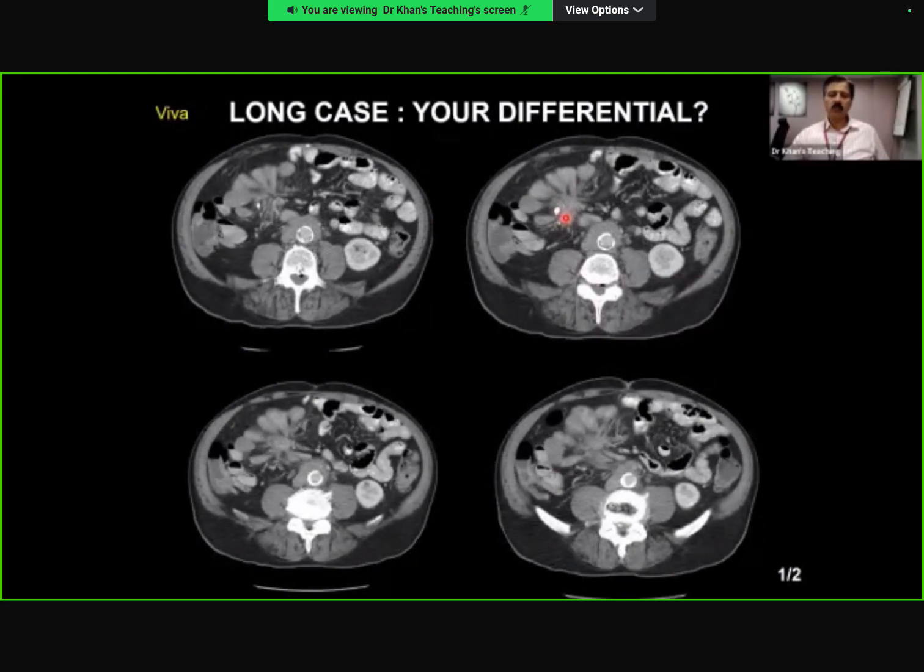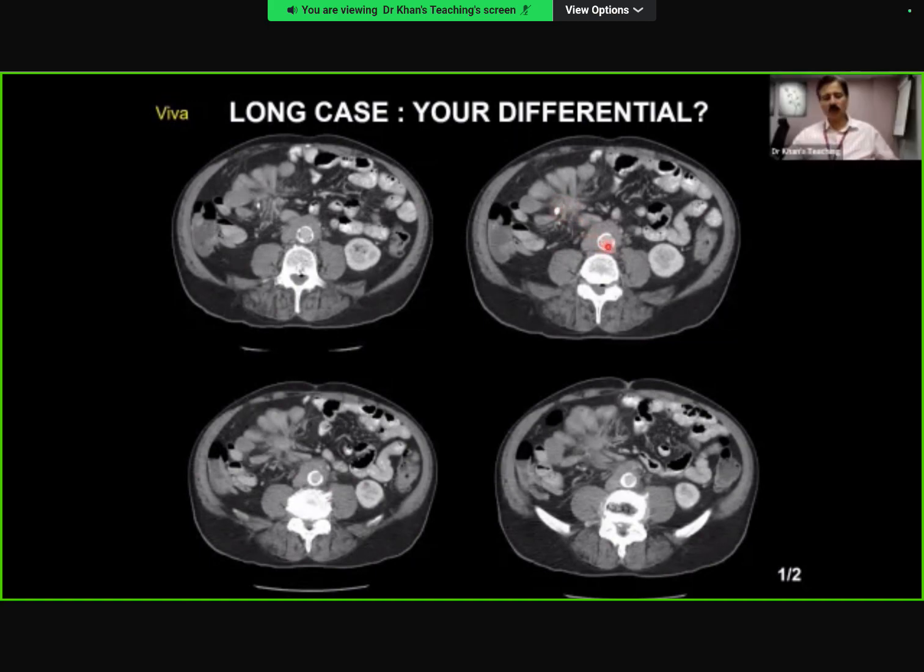It can also be seen in carcinoid, as you have already seen. It can also be seen in treated cases of lymphoma. Please remember, treated, not untreated. So one can infer that this might be treated lymphoma.